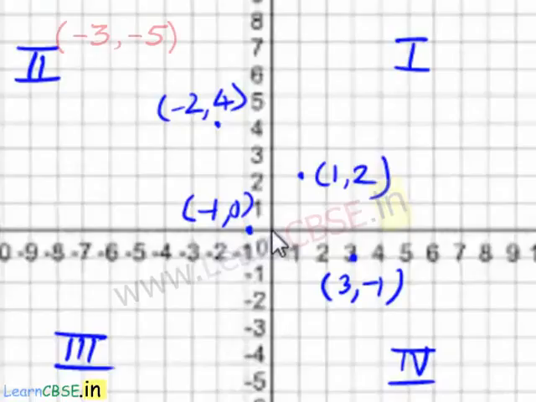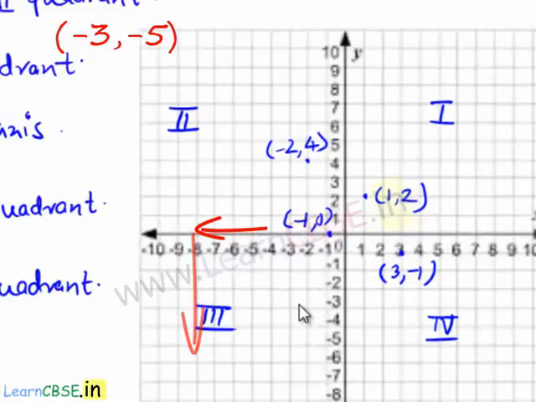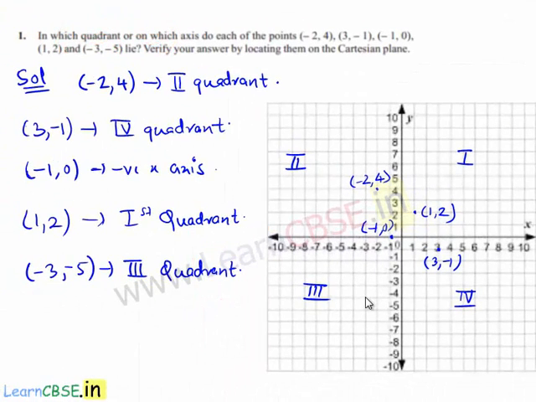Starting from the origin, since the x coordinate is given as -3, we move 3 units along the negative direction of the x-axis, and further from here, since the y coordinate is given as -5, we move 5 units along the negative direction of the y-axis. So the point (-3, -5) will be here. Hence, it lies in the third quadrant.